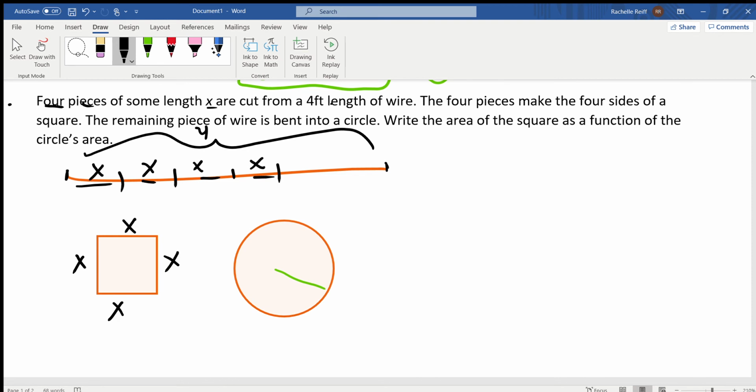What about this one? The remaining piece of wire is bent into a circle. Okay, so my guess is this thing is bent and shaped to make a circle.